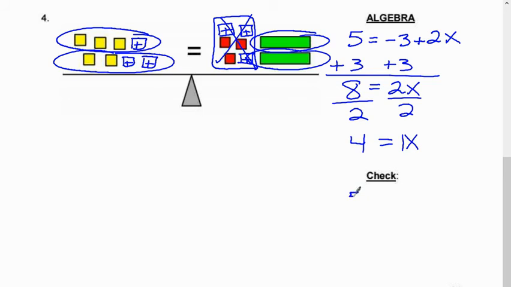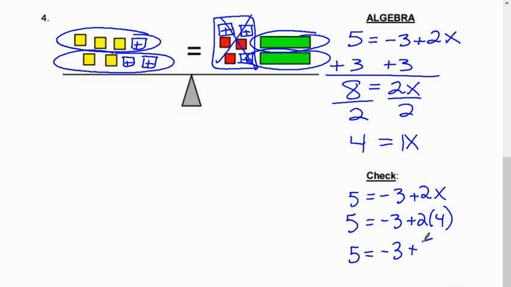The problem said 5 equals -3 plus 2x. I think that x is 4, so let me replace x with that value. And now when I multiply on the right-hand side, 2 times 4 is 8, so I have -3 plus 8. And then when I add on the right-hand side, -3 plus 8, I do get 5. So 5 equals 5, the equation checks, and I know that x had a value of 4.